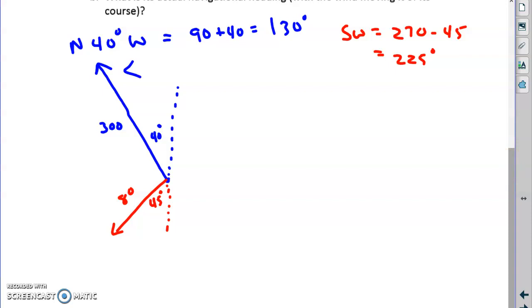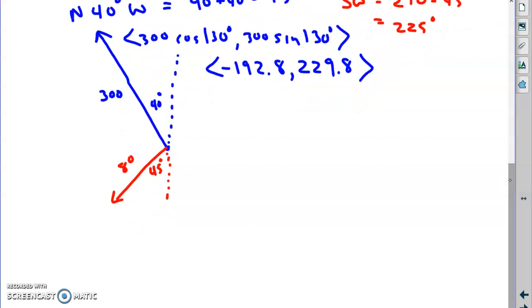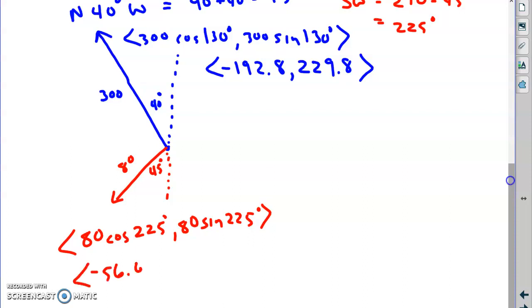So to find the component form of vector blue, magnitude cosine angle, magnitude sine angle, 300 cosine 130, 300 sine 130. It's a second quadrant vector. I'm expecting a negative x, which I get, negative 192.8, and a positive y, which I also get, 229.8. Vector red, third quadrant. Both coordinates should be negative. How am I going to find this? Again, we use that 80 for the magnitude, 80 cosine of 225, 80 sine of 225. Component form vector red, vector wind, negative 56.6, comma, negative 56.6. Why did we expect that? Because it's 45 degrees equal south and west.